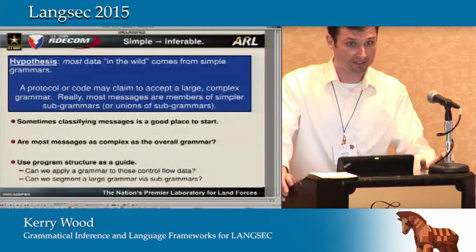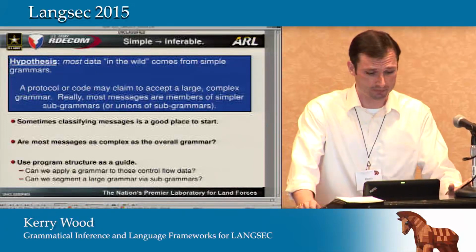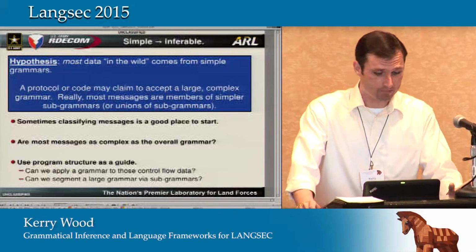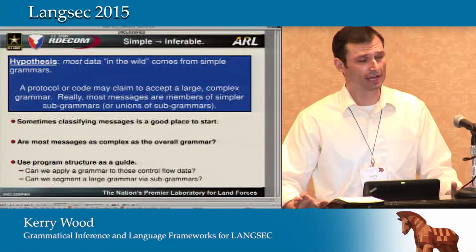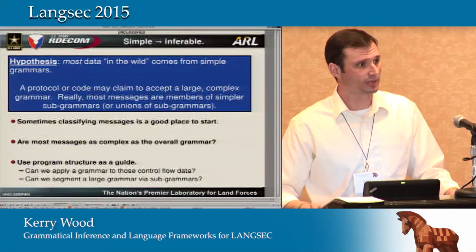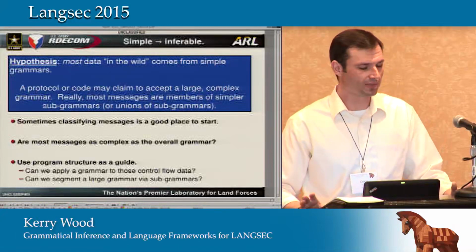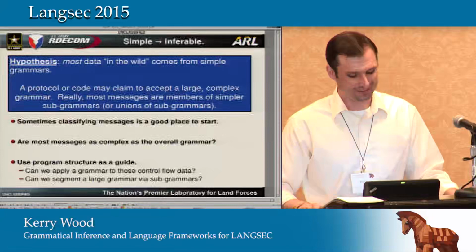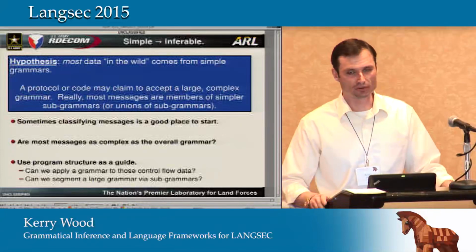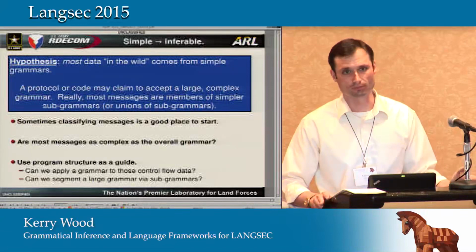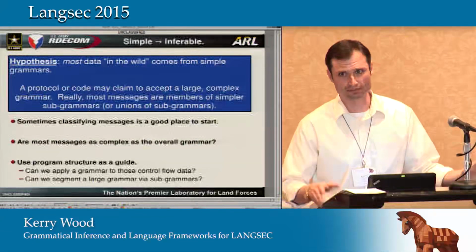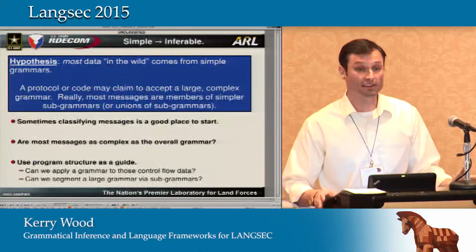What we did find is obviously that simple is better. Simple is inferable. So our hypothesis is that most data in the wild comes from simple grammars. And this is because our ARL especially, we have a mission as a, I shouldn't say we, I'm a contractor there, but ARL has a mission to do computer network defense. So they are actually paid by other companies and other pieces of the government to watch networks, which means staring at snort logs, for lack of a better description. But we get access to lots of data.